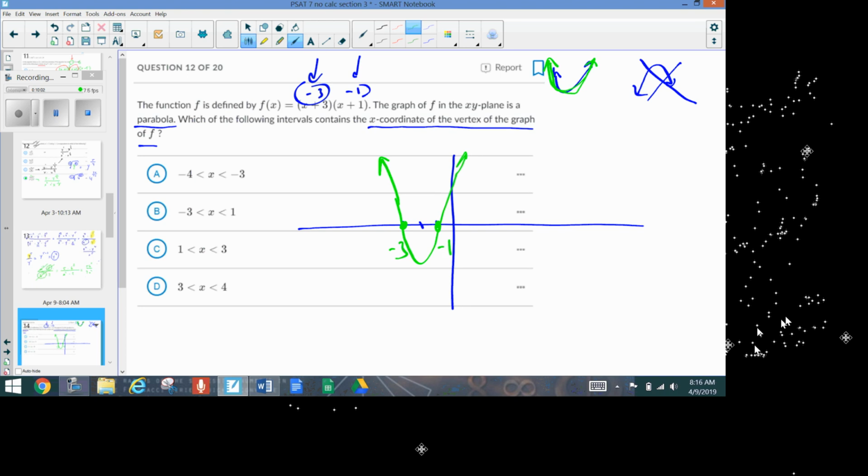And what do you think? What is the x coordinate of the vertex? Where is vertex? Right here, vertex, right? It could be somewhere else here. X equal to -2. So which answer could be correct?